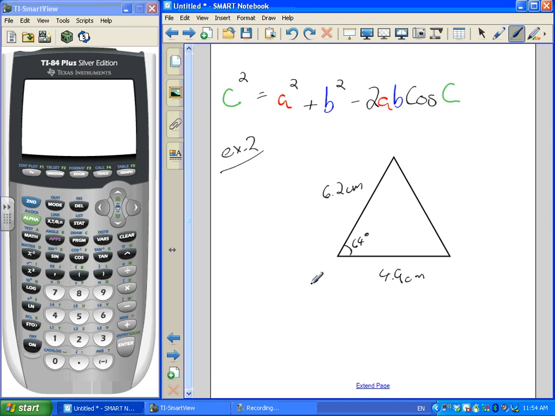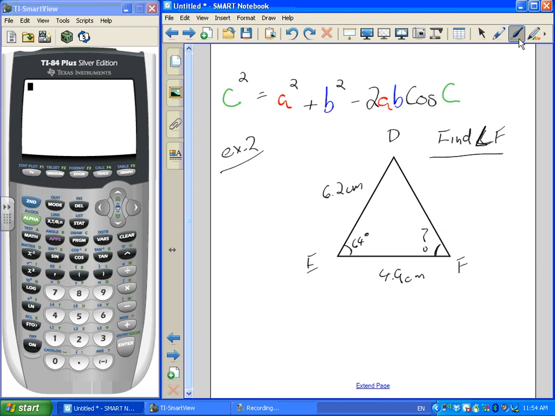And they have named this EDF. Okay, in this question, gentlemen, I want you to find angle, oh, poorly drawn angle, angle F. So I'm looking for angle F.